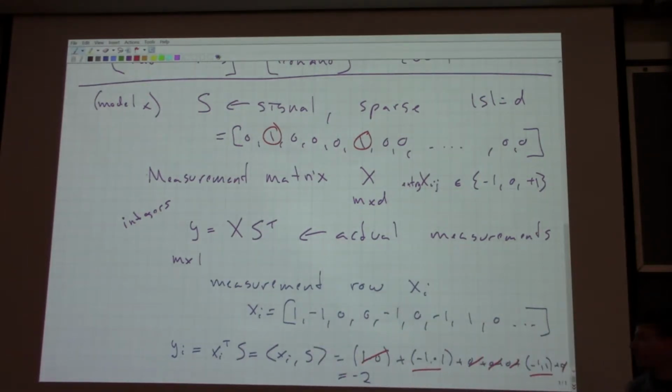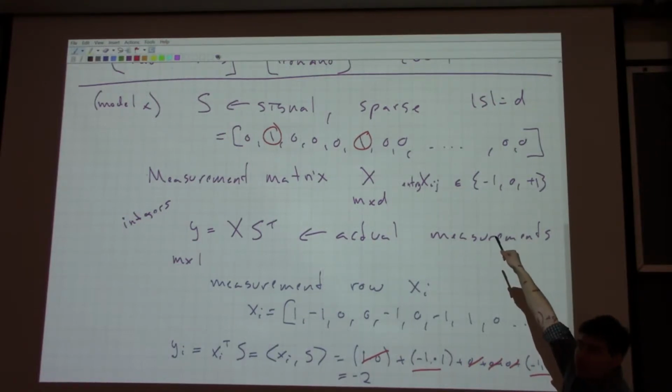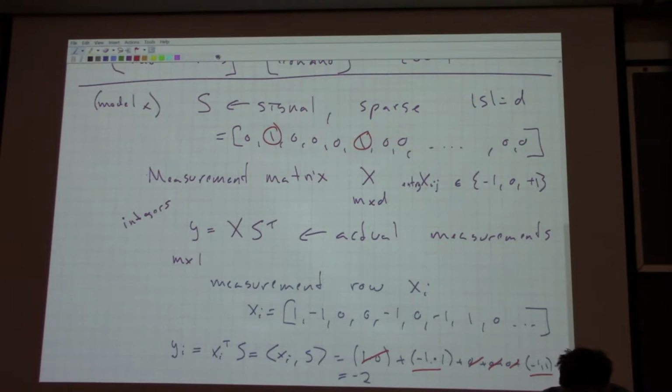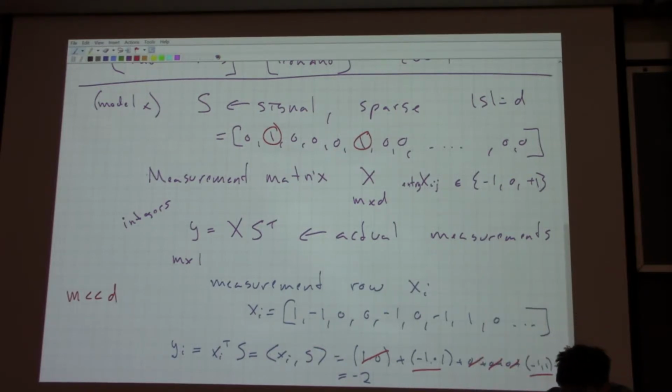Okay, and so I'm going to get these m measurements, and this is going to be the setting where my claim is I'm going to be able to recover the signal where the number of measurements is much less than d. So I'm going to say m is much less than d, and I'm going to be able to recover s exactly.